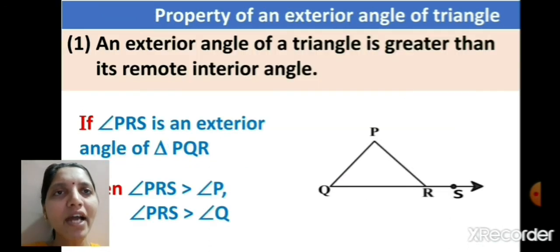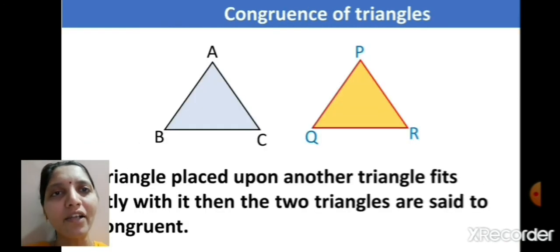Yes, after that we have seen the property of an exterior angle of a triangle, which states that an exterior angle of a triangle is greater than its remote interior angle. So here angle PRS is an exterior angle of triangle PQR. So you can say that angle PRS is greater than angle P. This angle is also greater than angle Q. This is the property of an exterior angle of a triangle.